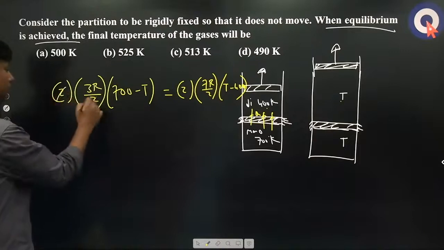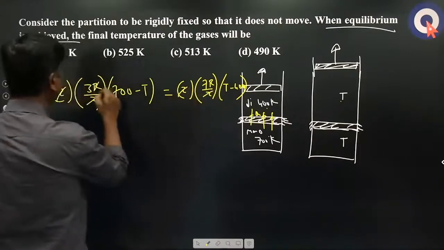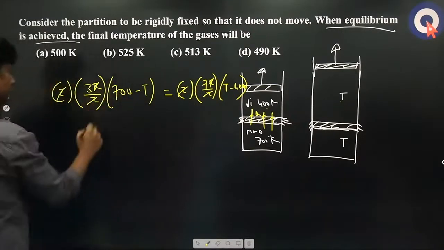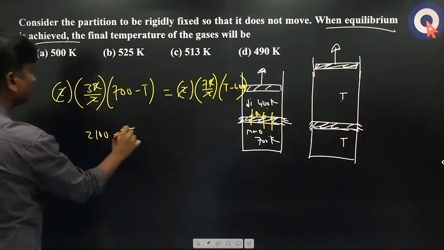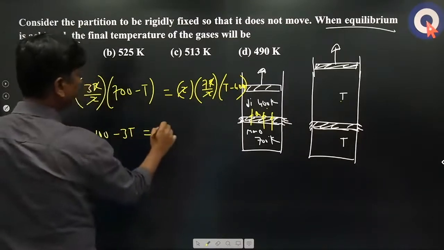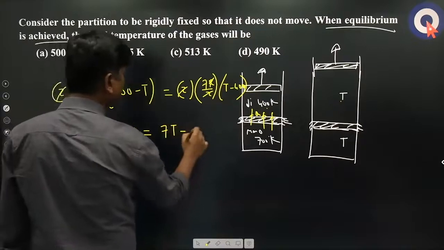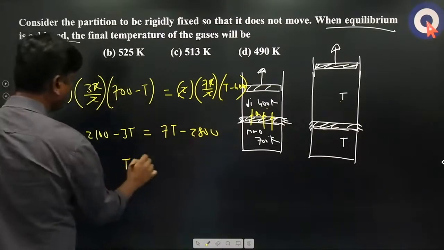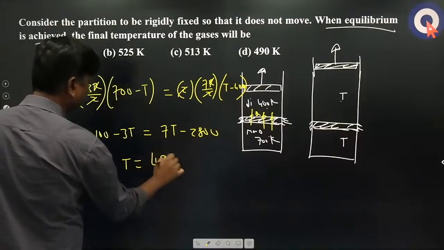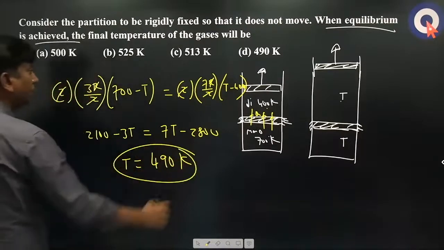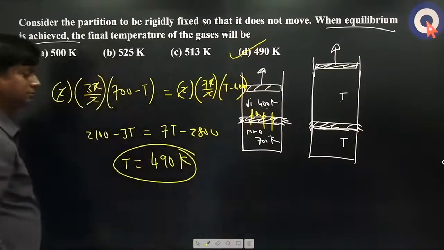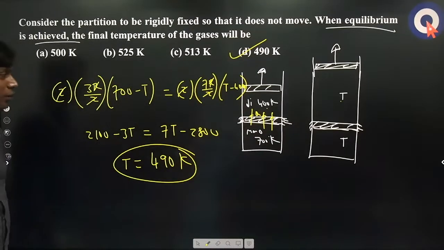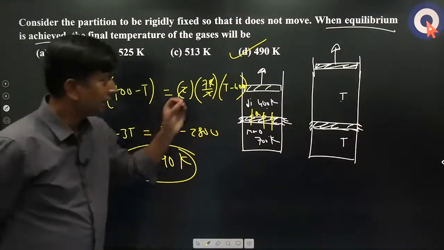So if you do this, minus 2800, and so on, we get T equal to 490. So that is the step. The only thing is understanding the question. It's simply one step, but exactly trying to make out that.